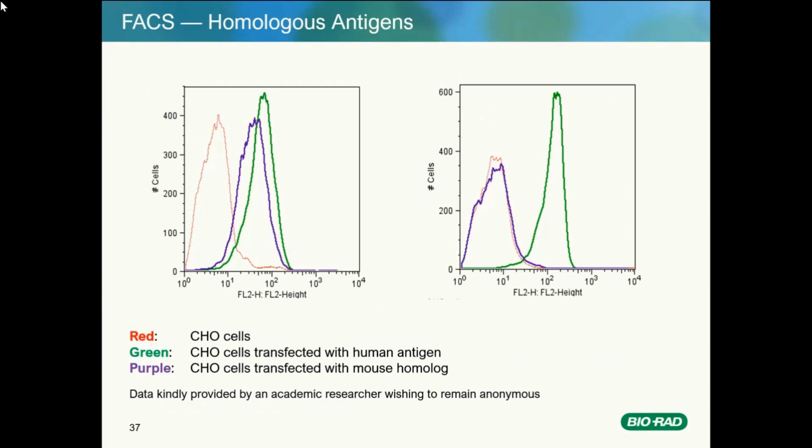This is an example of cross-reactive antibodies. These antibodies were selected and recognized both the human and mouse homologue shown in this flow screening data in the left panel. The second antibody we generated recognizes the human protein only in the right panel.